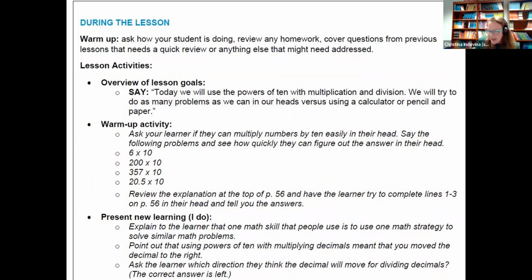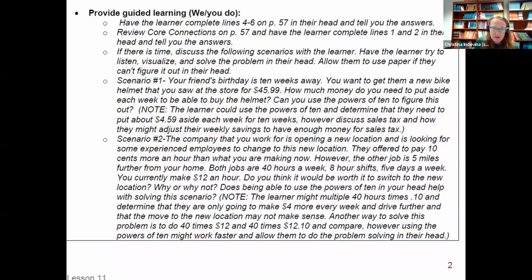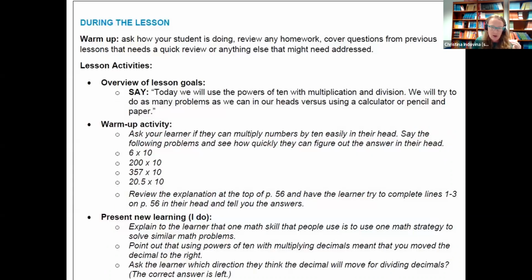On the second page of the lessons, you're going to find the meat of the lesson plan. Every lesson plan includes the same series of events to walk through. There's a warm-up, a lesson goal, a warm-up activity, new learning, which we call I do, and guided learning, which is the we do, you do. In other lesson plans, if you teach reading and math, you might see an I do, a we do, and a you do section. Math is hard to parse out the we do and the you do.